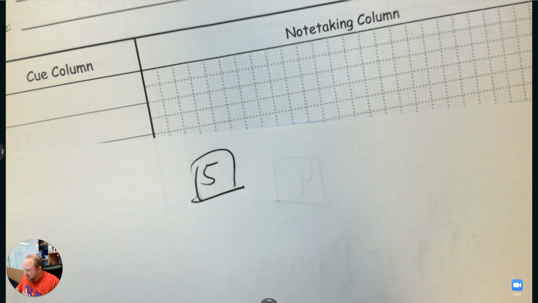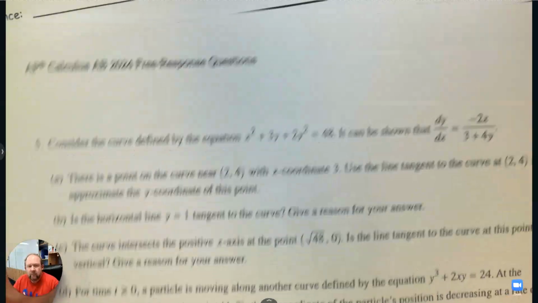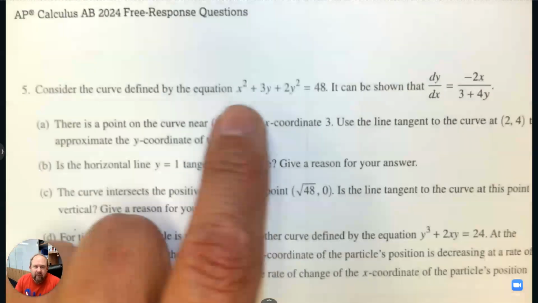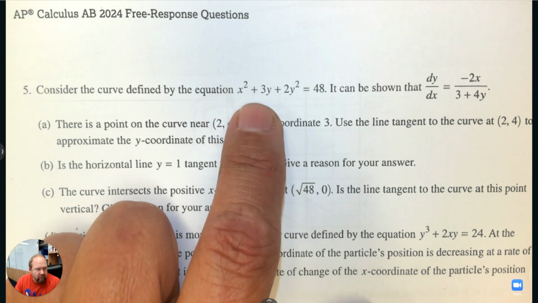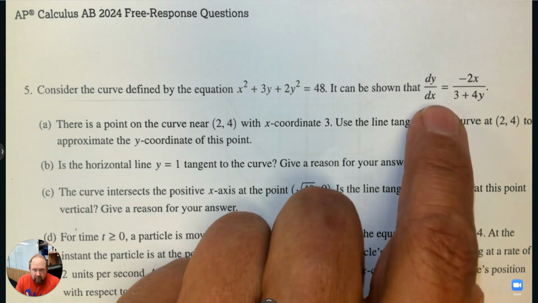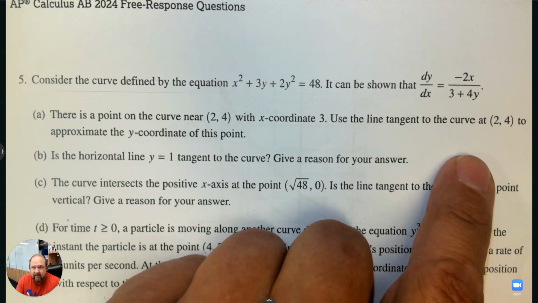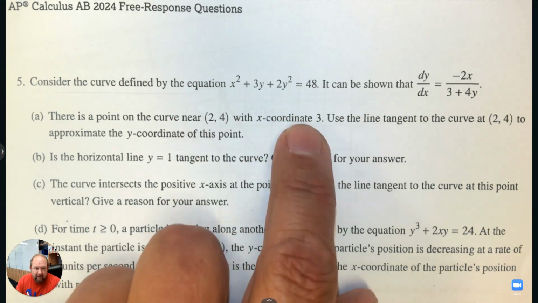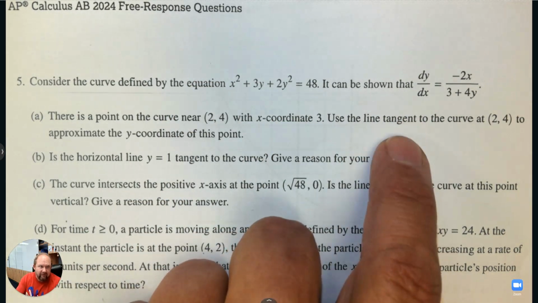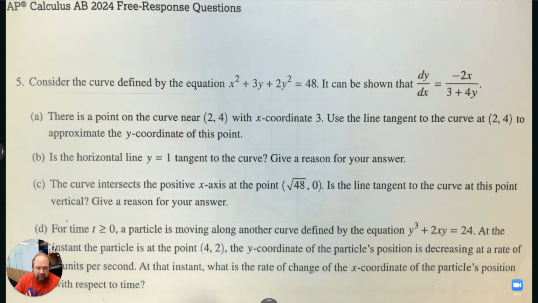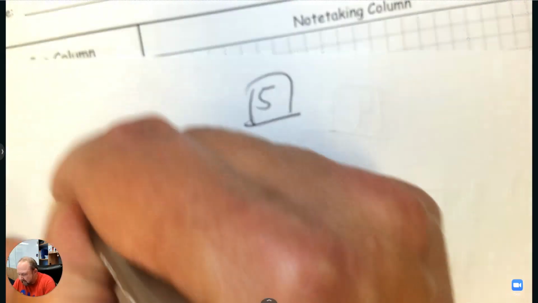This might have been the quirkiest question, but who knows? You're given an implicit situation, and you've already been told the derivative of that implicit situation. It says there's a point with an x-coordinate 3, and then use the tangent line at that curve to approximate it. So part A says do the derivative, do the tangent line.